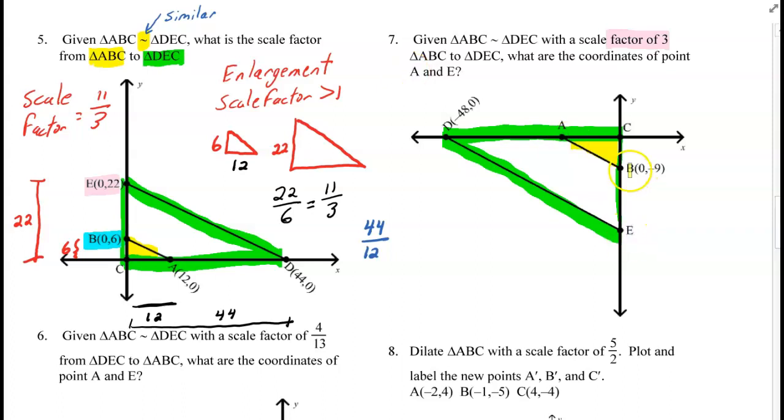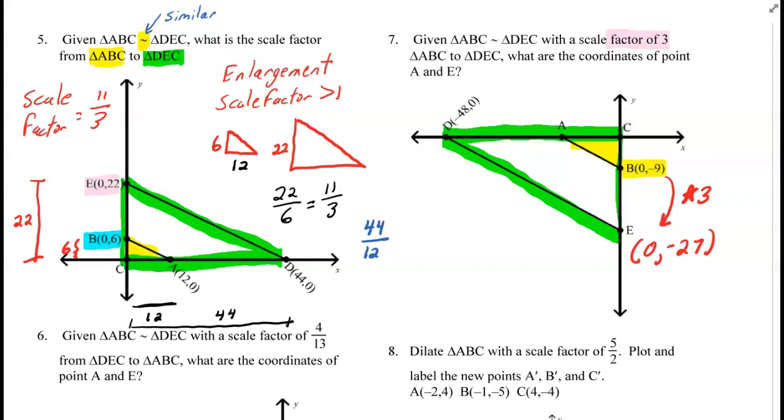If we look at this problem, we know B is 0, -9. So if I want to get to point E, I'm going to multiply by 3 because the triangle is getting bigger. So if I multiply 0 times 3, I get 0. If I multiply -9 times 3, I get -27. So E is 0, -27.